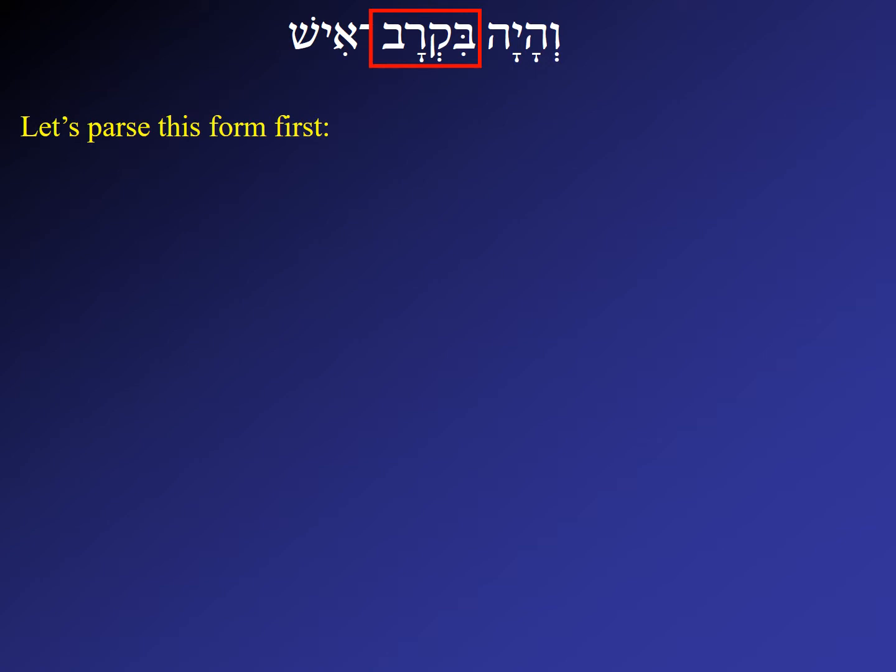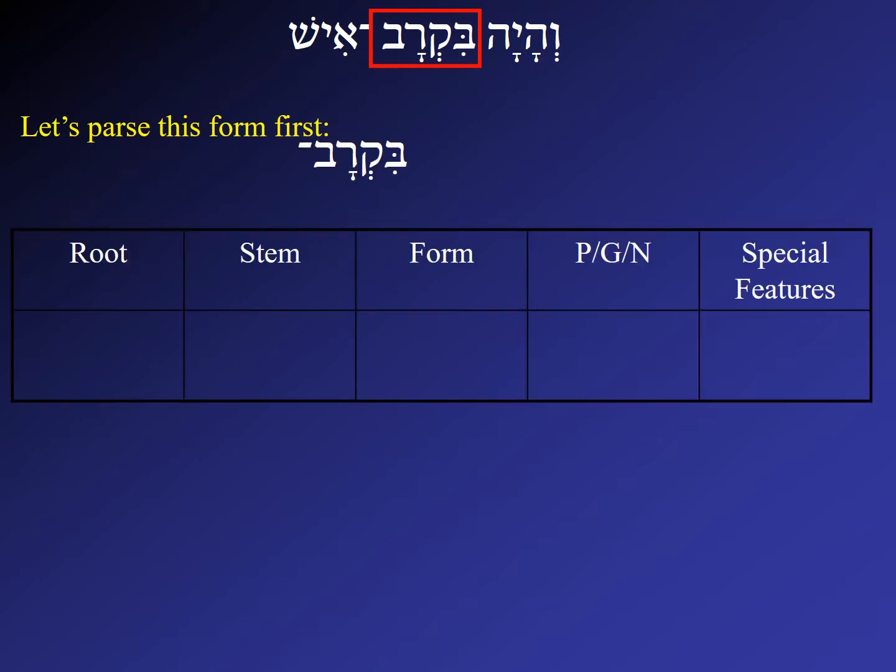Let's begin by parsing this form, bikrov. Bikrov is slightly different looking than we're used to seeing it. That's because of this makef, which is attaching it to the following word, ish. So essentially we're creating a construct chain here, bikrov ish. If we remove the construct, then this O class vowel becomes a long O. So bikrov, short O, becomes bikrov with a long O. So this form is in fact just krov plus be.